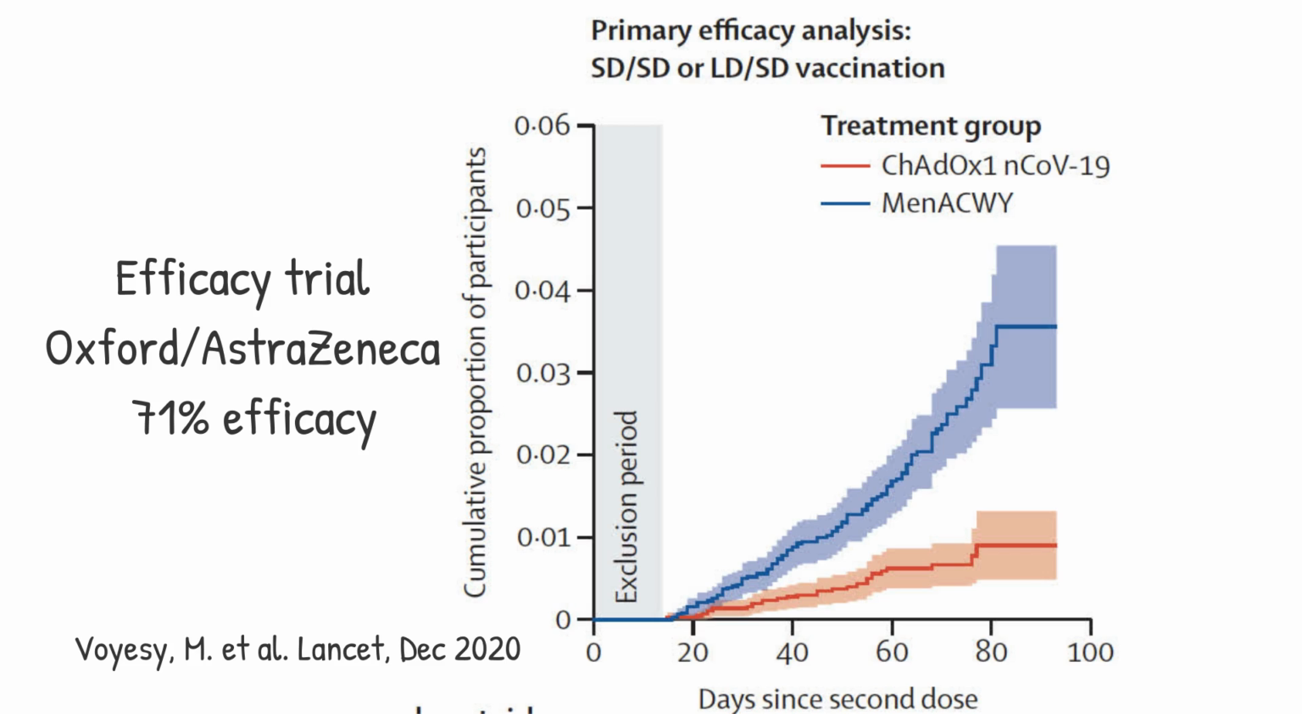As you can see, the vaccine was protective. Compare the blue meningococcal vaccine recipients to those receiving the AAV virus in orange. This preliminary study demonstrates an efficacy of 71%.